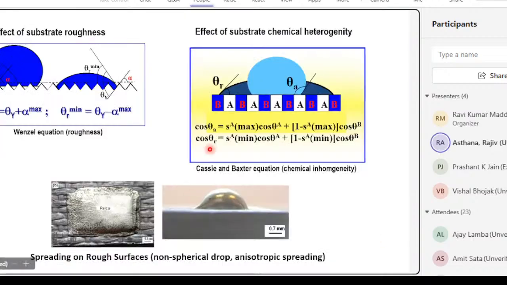So again, we'll not go too much into fundamentals here, but the whole idea is that things like the roughness of the substrate, chemical inhomogeneity, all those things can affect how a liquid will interact and spread on a solid surface. There could also be uneven spreading because of roughness. So this is a carbon-carbon composite on which we have a metallic droplet, and it did not spread uniformly. You can see the shape is not spherical. It is anisotropic.